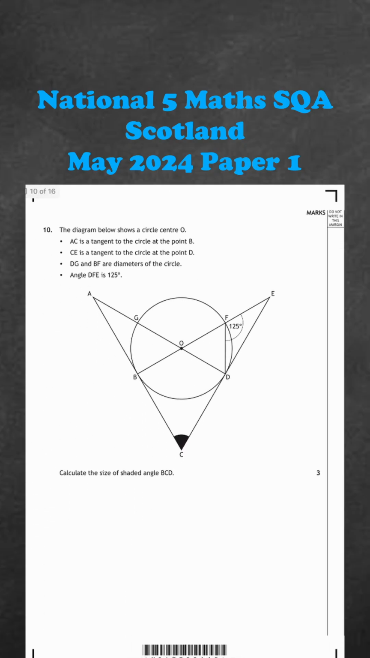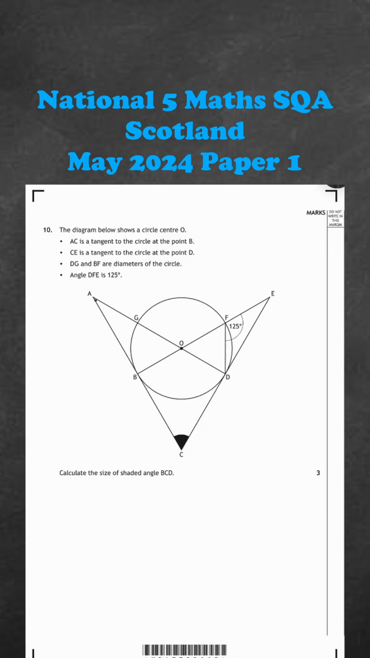Question 10. The diagram below shows a circle center O, the origin. AC is the tangent to the circle at the point B. CE is a tangent to the circle at the point D. DG and BF are diameters of the circle. Angle DFE is 125 degrees. Calculate the size of the shaded angle BCD.